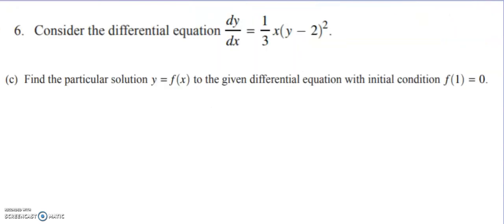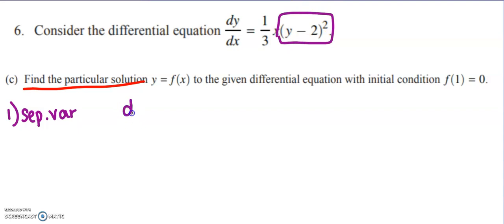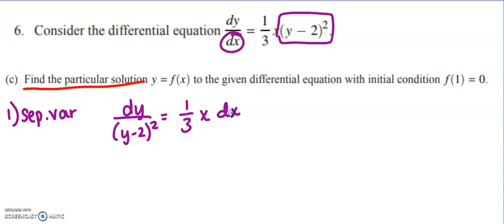All right, this one is where we actually do all that separation of variables. Make sure you don't get too excited in part B and do all of that work. It never says to find the particular solution until right now. So we're going to find the particular solution. Step 1 is separate variables. So I'm going to take this (y minus 2) squared and divide it to the other side, and then multiply this dx to the right side. So I get all my x's and dx's on one side, all my y's and dy's on the other.